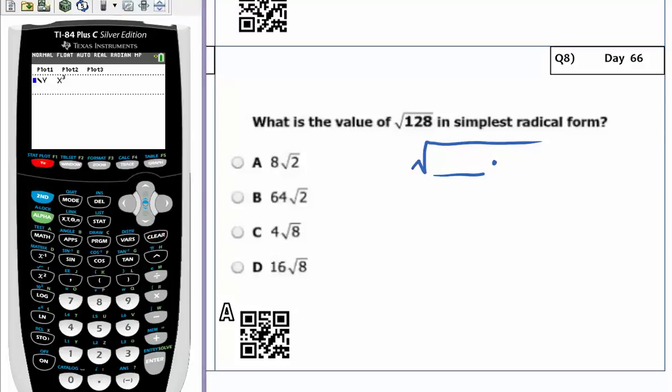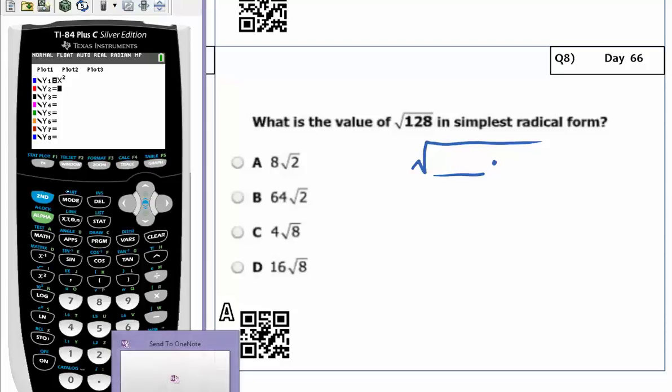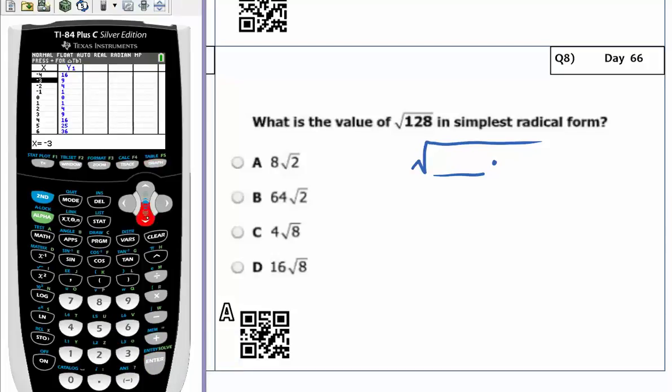So I'm going to go to y equals, and I'm going to type in x raised to the second power. When I do that, I can go to my table, and my table is going to give me a list of all the perfect squares, which is all well and good, except I don't know the factors of 128 very well, so it's tough for me to pick the right perfect square.